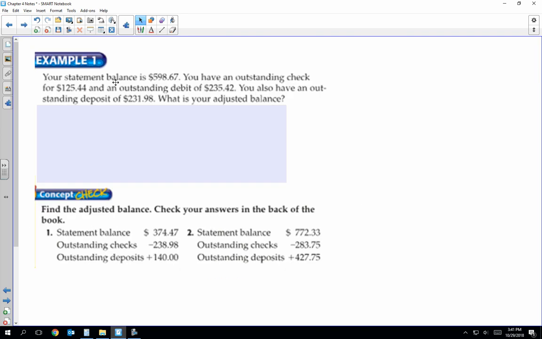For example, our statement balance is $598.67. We have an outstanding check for $125.44 and an outstanding debit, something that's come out of our account but hasn't posted yet, of $235.42. You have an outstanding deposit of $231.98. What is your adjusted balance? Let me show you on my calculator how I would do that.